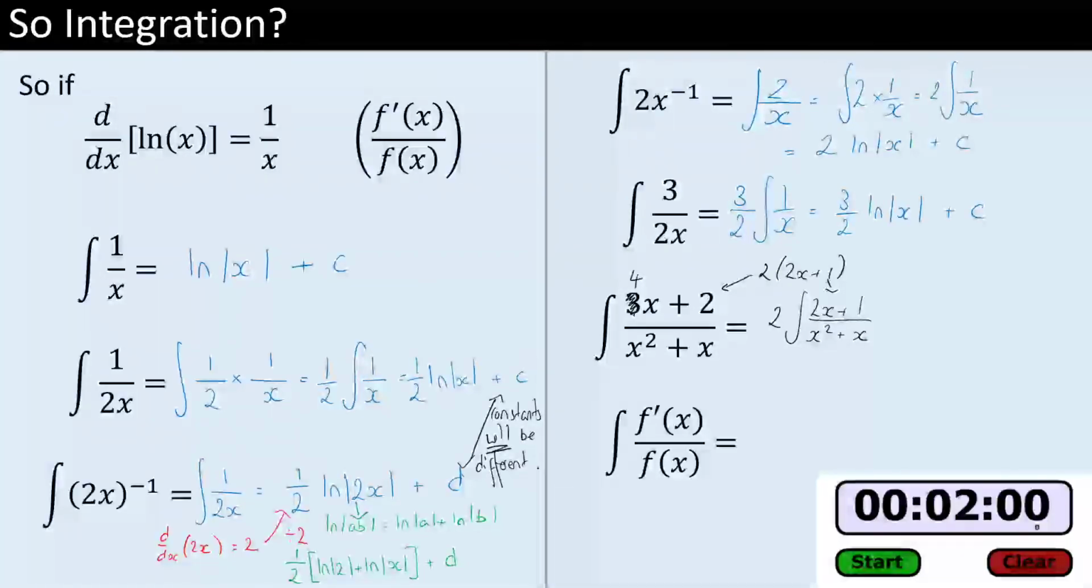Now, is that a logarithmic? If we integrate that, will that become a logarithm? Yes, because when we do the derivative of the denominator, we get the numerator. Happy days. So what we're going to get is 2 lots of ln. What goes inside of the mod sign is the denominator, so x squared plus x, plus the constant of integration.